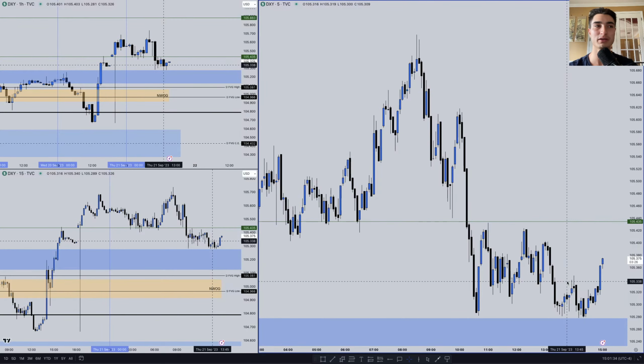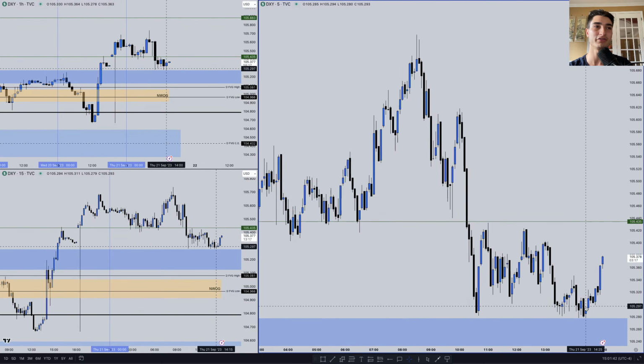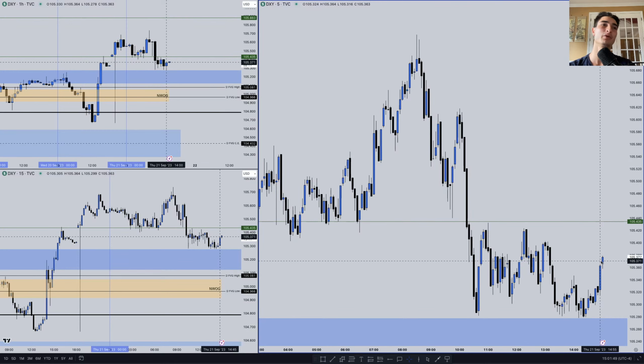So if I'm looking to go short the NASDAQ or S&P, I want to see dollar either consolidating or going higher. As you see here, it's just slowly gravitating higher. And that's all I needed in terms of intermarket confirmation to trust that we're going lower.